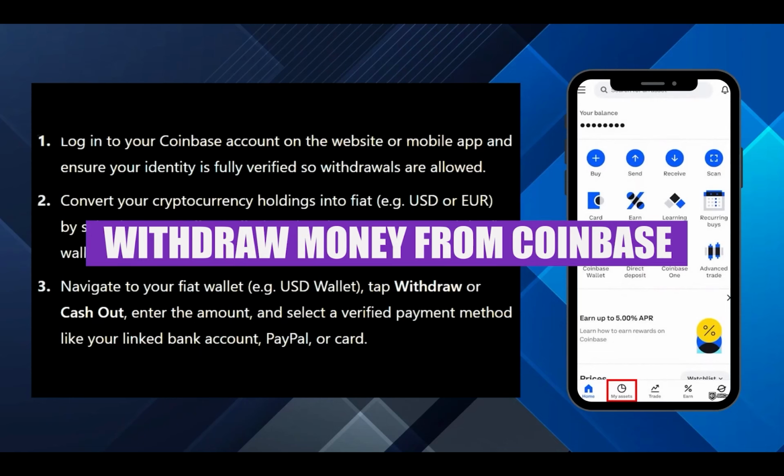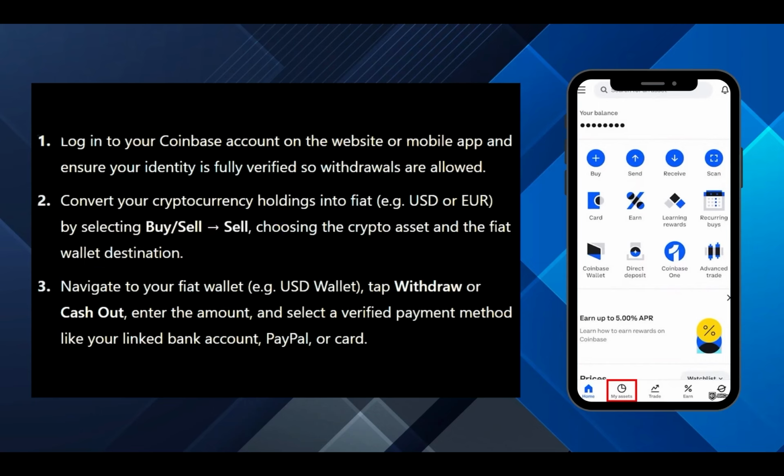How to withdraw money from Coinbase. Hey guys, in this video, we're going to learn how to withdraw money from Coinbase.